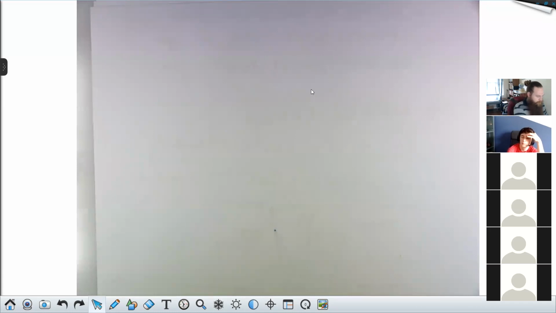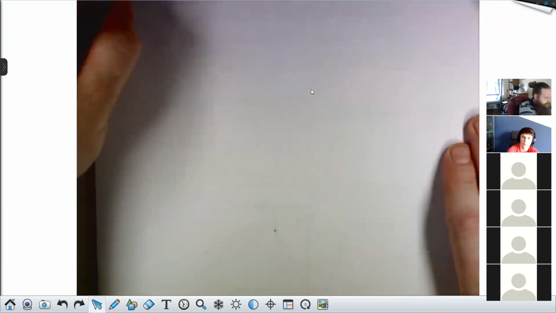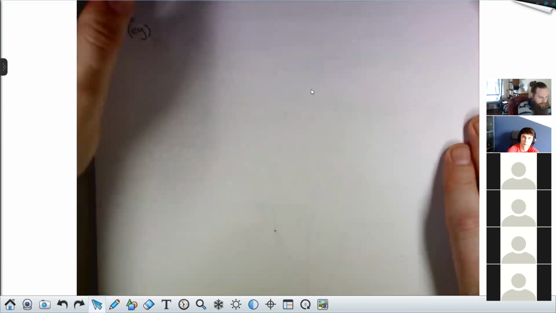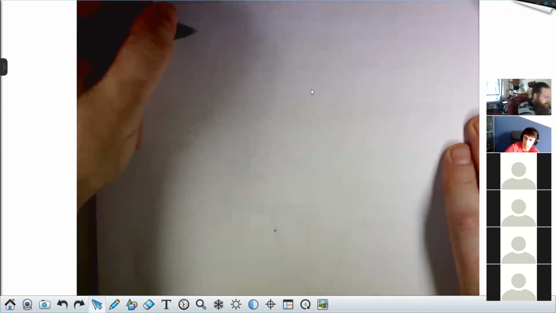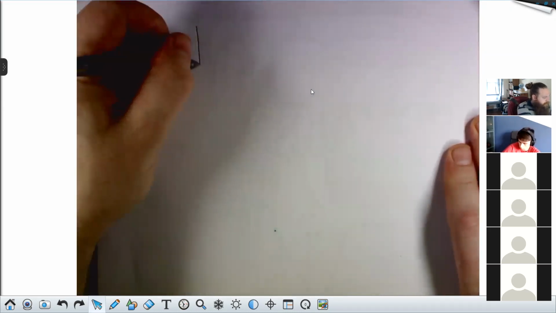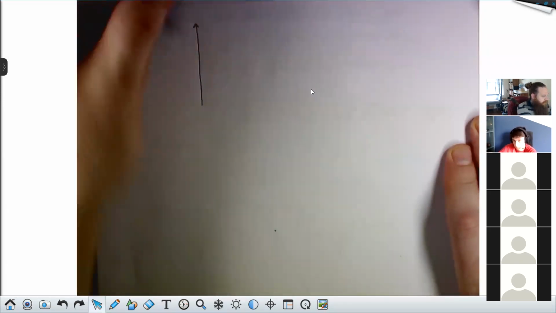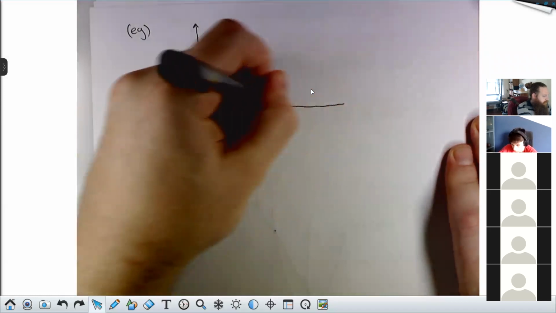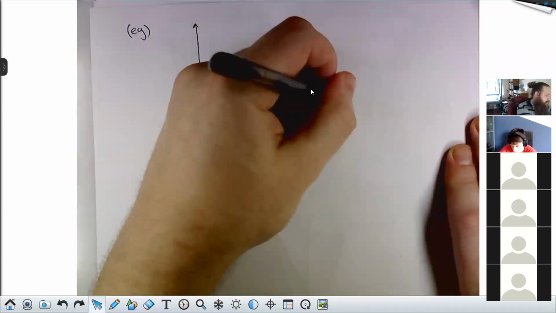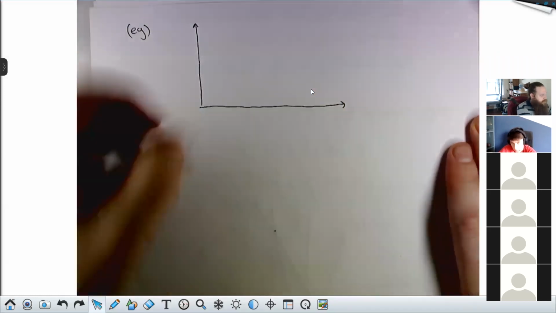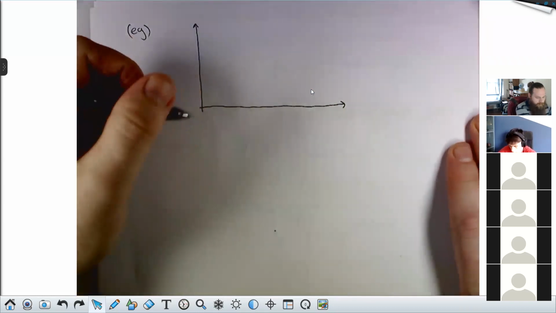So here's an example. I have a graph that describes my position as a function of time. Maybe that position is like the distance from me to my house, how far I have gone from my house in a straight line.